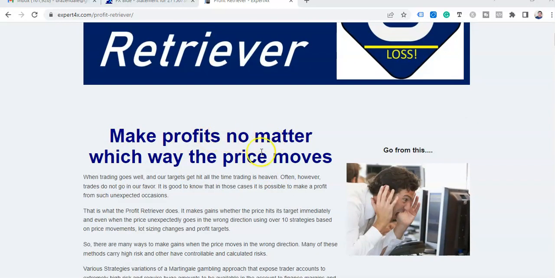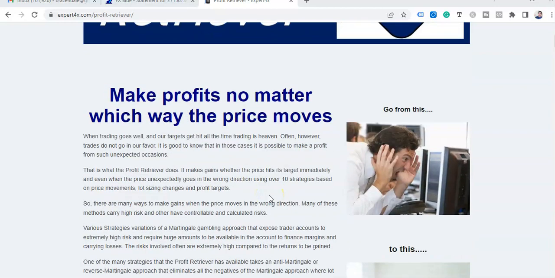They say make profits no matter which way the market moves, which is great because you don't have to use charts or guess what direction the market is going. You basically set up the expert advisor and you switch it on and it starts trading. But I'll show you my trading in a couple of minutes.